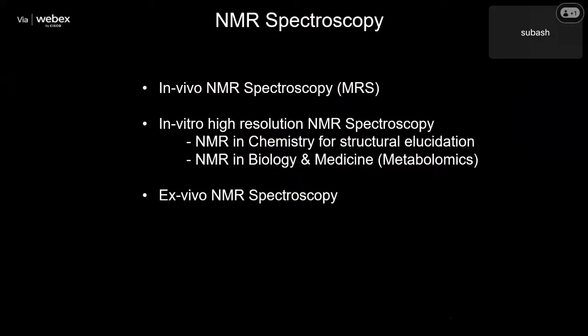This is a new emerging area which is called metabolomics. You look at the metabolic profile within the body, and many people have found biomarkers of a disease process by using NMR metabolomics. And then another technique which is called ex vivo NMR spectroscopy, where the tumor or the area can be removed, and it can be measured by imaging methods or through high resolution NMR instruments.